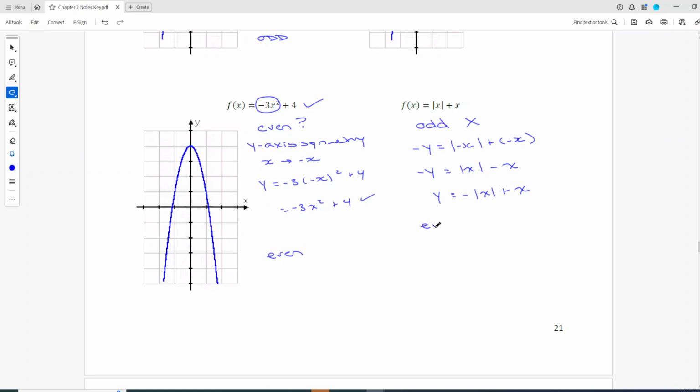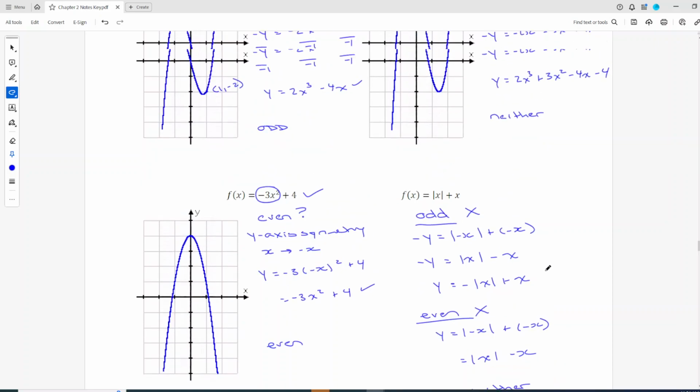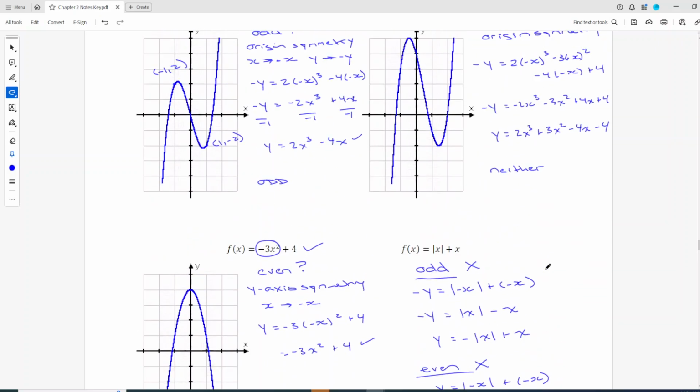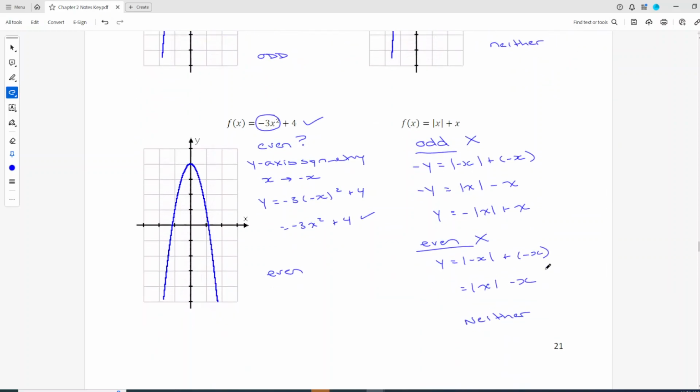Then we test to see whether it's even, because this one I didn't know where to start, so you have to test for both. So to test for even symmetry, you're looking for y-axis symmetry, so you're replacing x with negative x. So again, negative absolute value of x plus negative x would give me the absolute value of x minus x, and it failed that one as well, so you would say that this is neither even nor odd. Awesome. All right, so that is the last part of these weird lessons about symmetry.